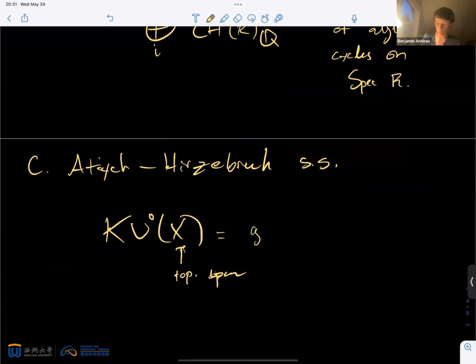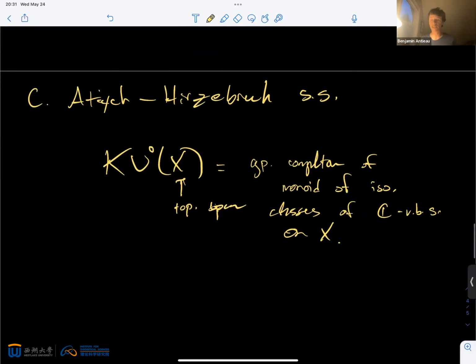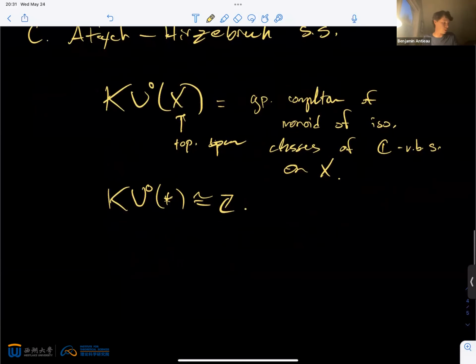This is now the group completion of the monoid of isoclasses of complex vector bundles on this topological space X. For example, KU^0 of a point is just isomorphic to Z, because this is the group completion of the natural numbers: there's only a single topological vector bundle on the point of any given dimension.